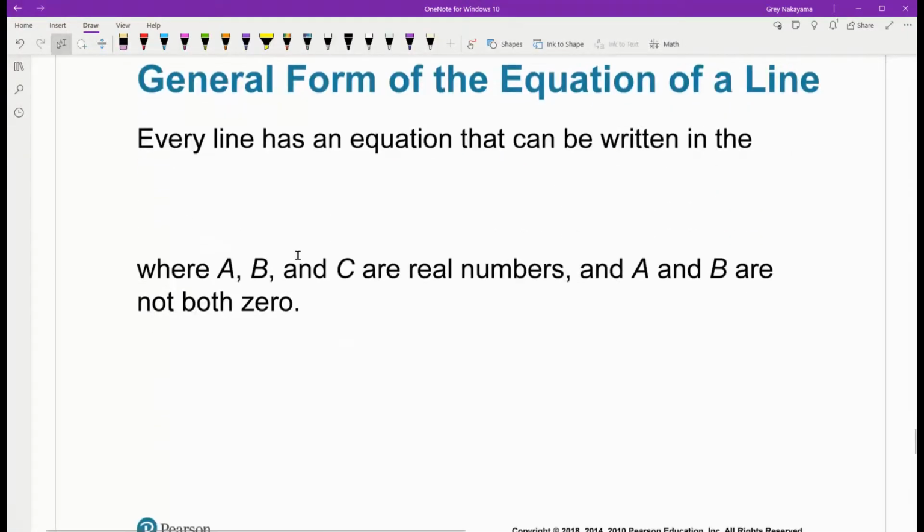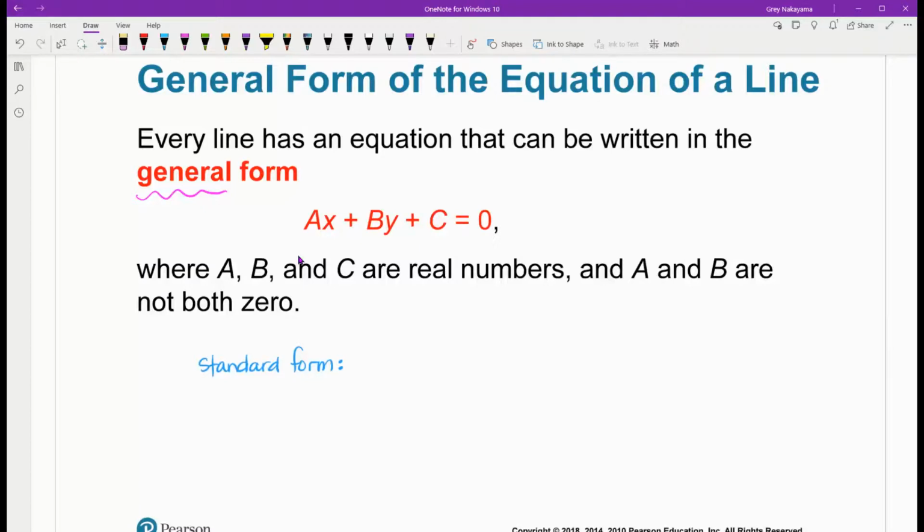Okay, general form of a line. This might be new a little bit. The general form of a line is ax plus by plus c equals 0. And you might think, wait, I've done that before. But what you really did was something called standard form, where it wasn't equal to 0, it was equal to c. So they are very similar, but whether it's equal to c or 0 is going to change what that form is called.